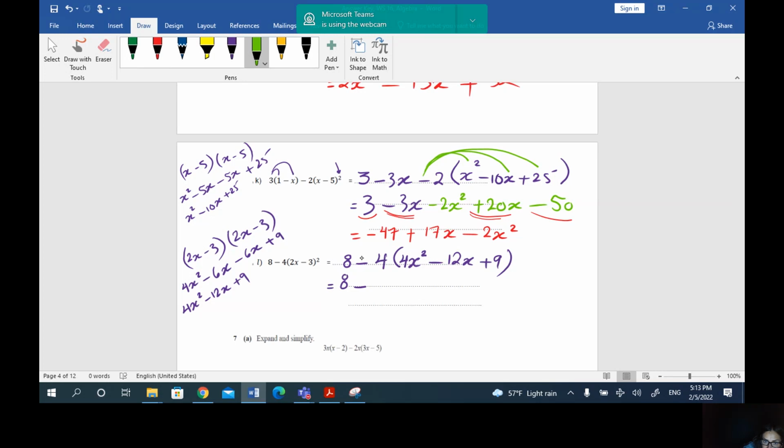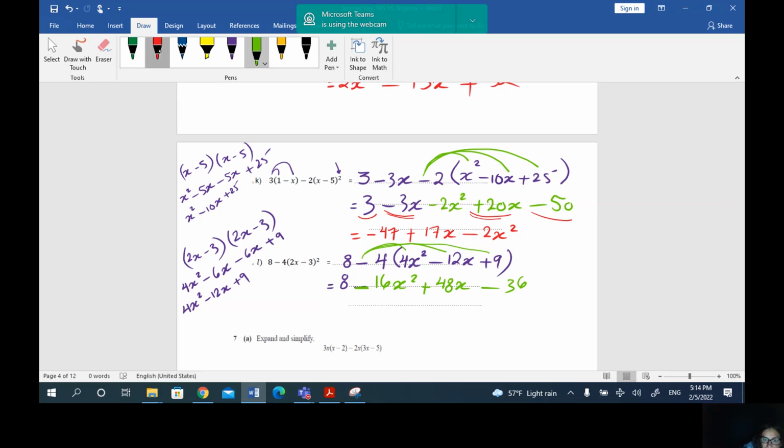Here we're going to expand the minus 4 into this bracket by multiplying each term by negative 4. Negative 4 times 4x squared, it's minus 16x squared. Negative 4 times negative 12x, it will be plus 48x. Negative 4 times 9, it will be negative 36.